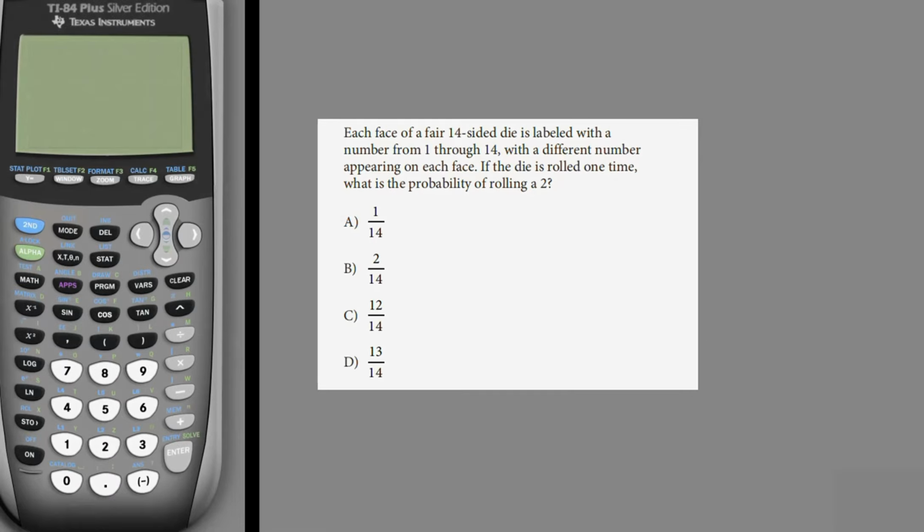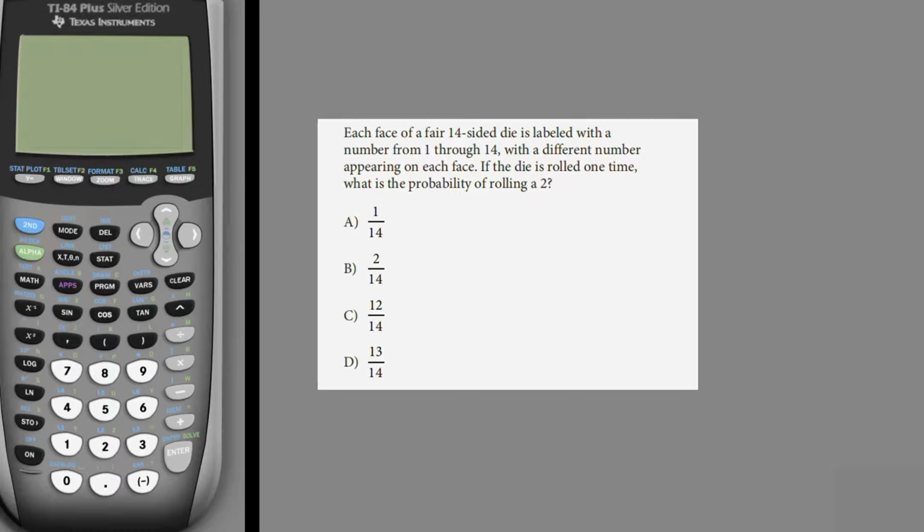In this video, we're going to learn how to solve this SAT maths question easy and fast. Alright, this question is under probability, so let's just look at it and solve it. It says each face of a fair 14-sided die is labeled with a number from 1 through 14 with a different number appearing on each face. If the die is rolled one time, what's the probability of rolling a 2? So we have these options.